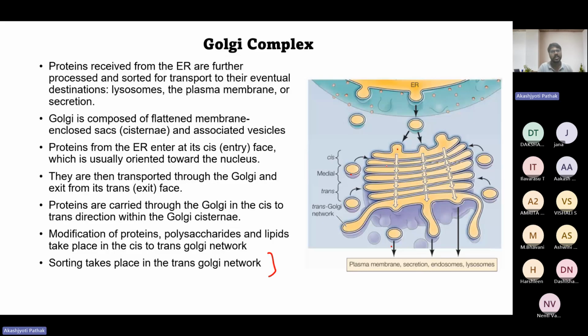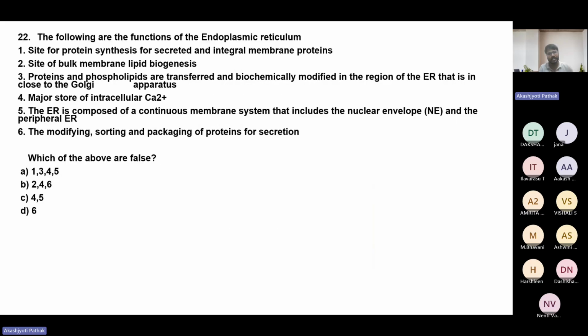So again, here are a few statements. You need to read these statements carefully and then answer. What are the functions of the endoplasmic reticulum? You have to read the question carefully, because the question is which of the above are false. Okay. The first statement: they are the site for protein synthesis for secreted and integral membrane proteins. This is the correct statement because the endoplasmic reticulum is a site of protein synthesis. They are the site of bulk membrane lipid biogenesis. This is also true because the SER, smooth endoplasmic reticulum, is involved in membrane lipid biogenesis.